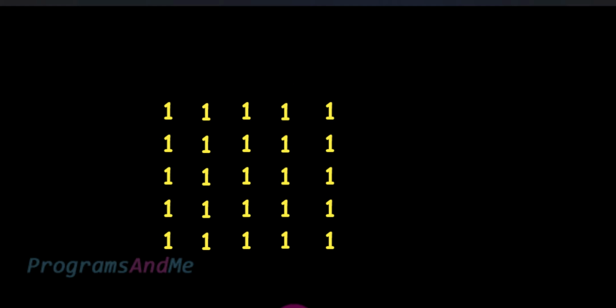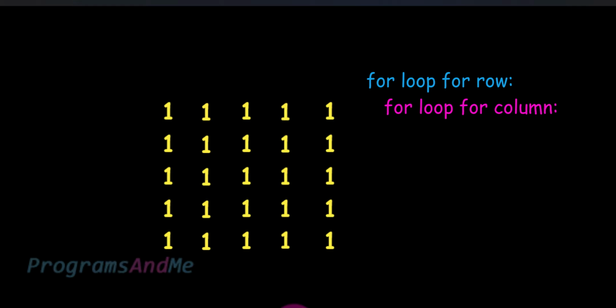So to print numbers in different row and column, we'll use nested for loops. A for loop inside a for loop. So we need two for loop. One for loop is for row and another for loop is for column. The outer for loop will be the for loop for row. Inside that we'll take the for loop for column.